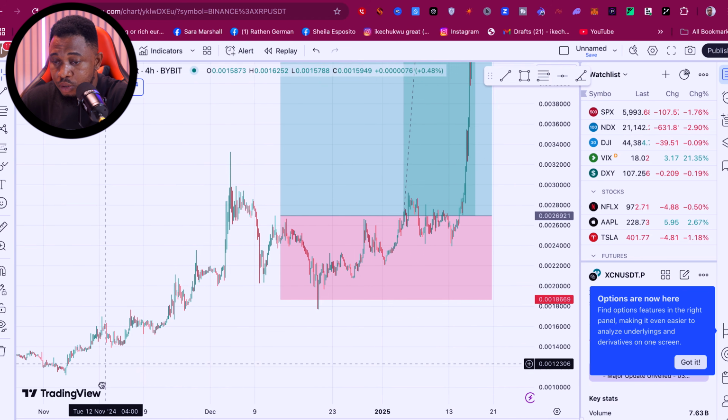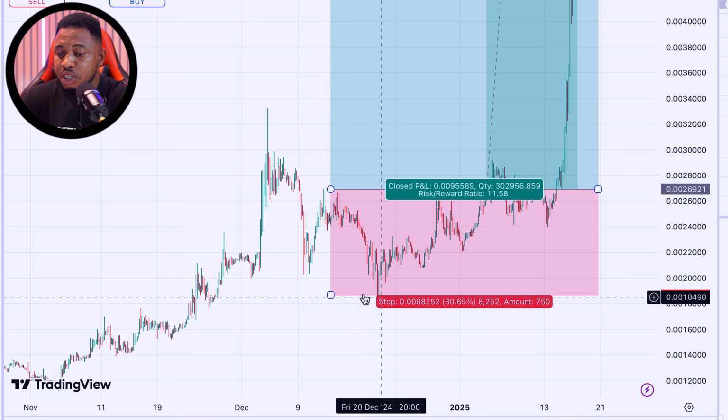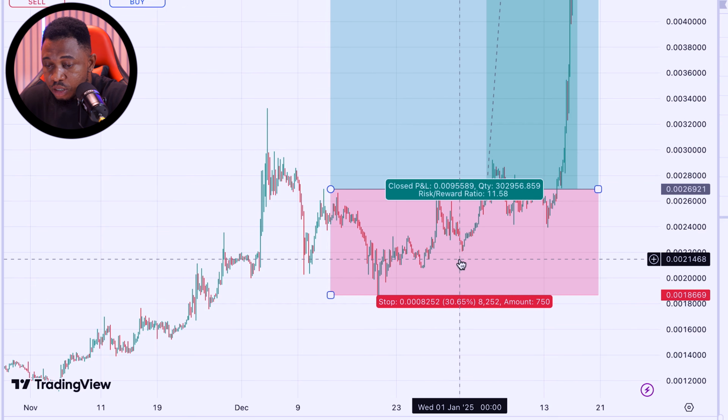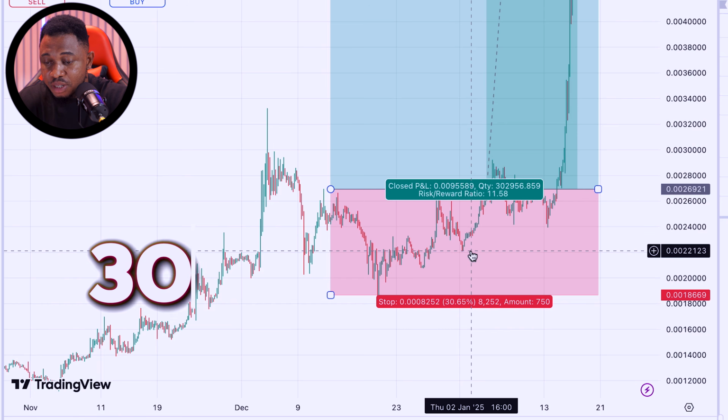Now look at what happened at this point right here. It has actually taken us out based on our stop loss, and when you look at the percentage here, this is around 30%, right?